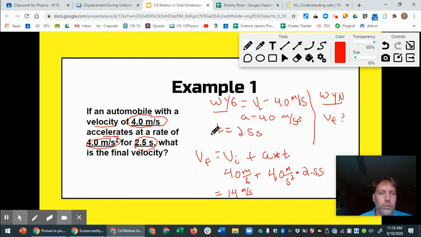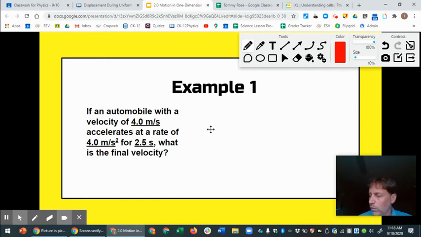So an automobile starts driving at 4 meters per second. It accelerates at 4 meters per second every second, second squared, and it does that for 2.5 seconds. When it's all done doing that acceleration, it started at 4, accelerated at 4 for 2.5 seconds. The final velocity when it's done will be 14 meters per second. So that's our first one. So we got a final velocity. Let's do another one here.